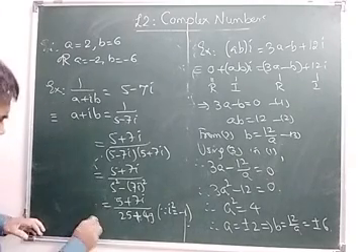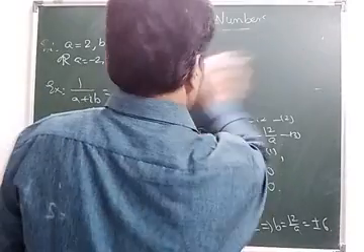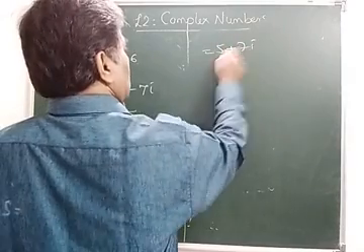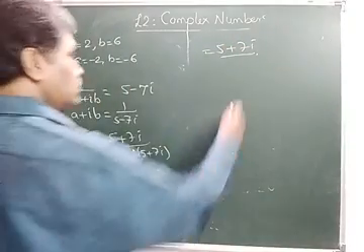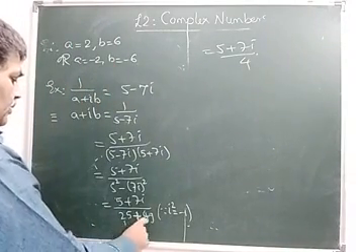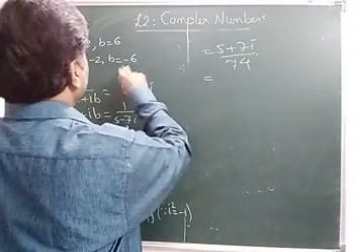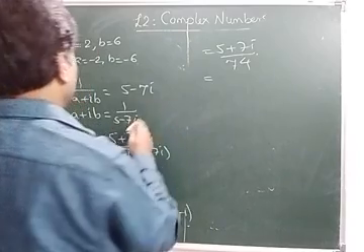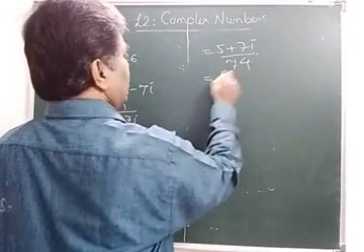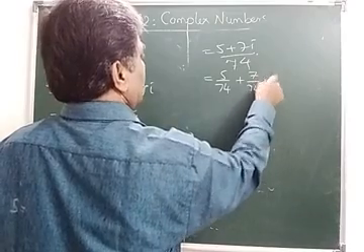So what do we get? 5 plus 7i upon... 9 plus 5 gives us 14, carry 1, and that is nothing but 7. Is it clear? But you have to express it in the form a plus ib, so you have to find out what a and b are. So this is 5 upon 74 plus 7 upon 74i.